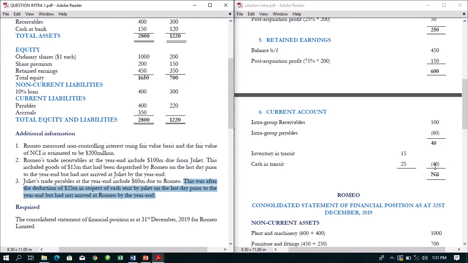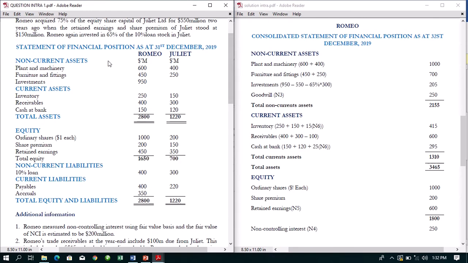Now that we are done with the required calculation in this question, let us go to the main part, which is the consolidated statement of financial position, and let us see how it is going to look. We start with the non-current assets. The parent company plant and machinery is 600, Juliet is 400. Here I have 600 plus 400, which gives me a total of 1000. I go to furniture and fitting, which is 450 and 250. 450 and 250 give me 700.